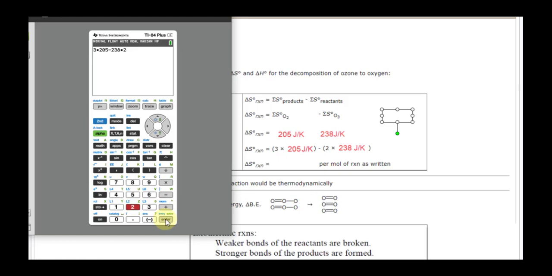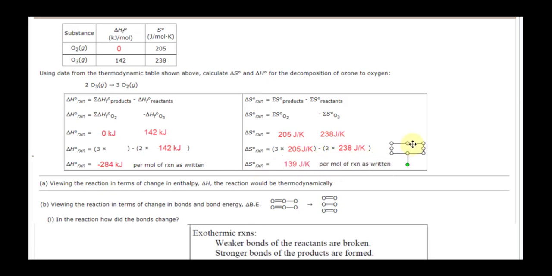And I can double check. Yeah, I've got my coefficients. I've got my subtraction sign. That gives us 139, which is an increase in entropy. And you say, wait a second, an increase in entropy, does that make sense? Yes. Look, we're starting with 2 molecules here, and now we get 3.